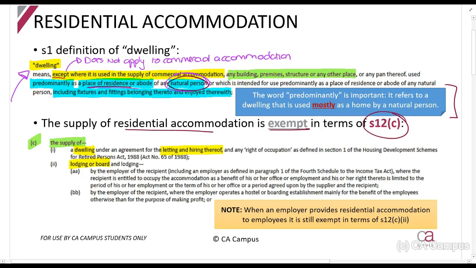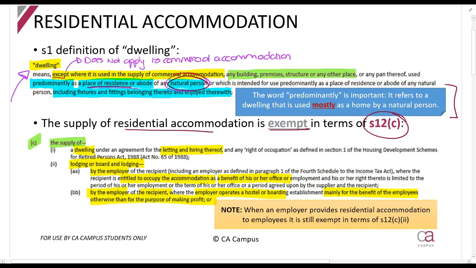Or the supply of lodging and board by the employer of the recipient, where the recipient is entitled to occupy the accommodation as a benefit of his office. Or by the employer of the recipient, where the employer operates a hostel, which is mainly for the benefit of the employees, other than for the purpose of making a profit.